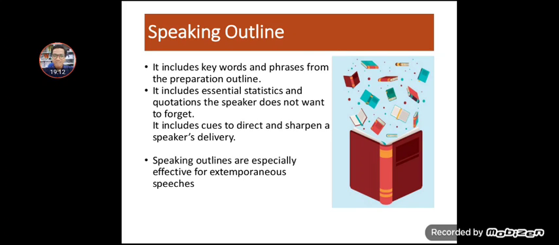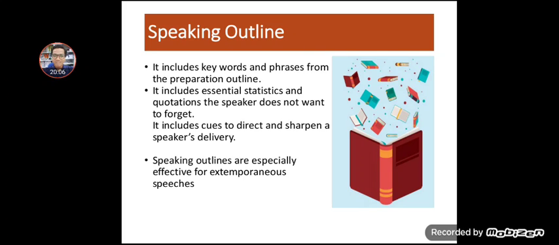So a speaking outline includes keywords and phrases from the preparation outline. It includes essential statistics and quotations the speaker does not want to forget. Maybe you as a public speaker have your tools that you display from your LCD, that the audience can view, but at the same time you include in your speaking outline some essential statistics, facts or quotations that you don't want to miss, that will bring the power, the oomph towards your contents.